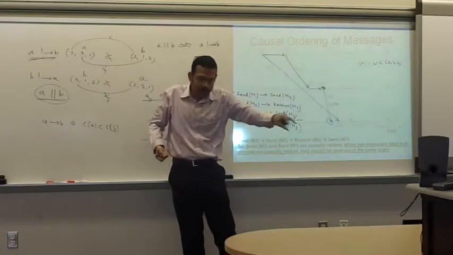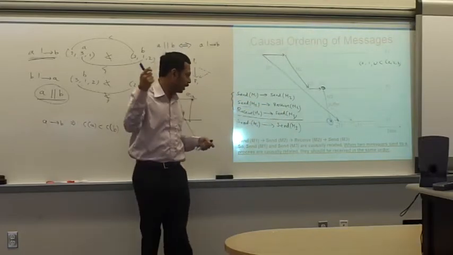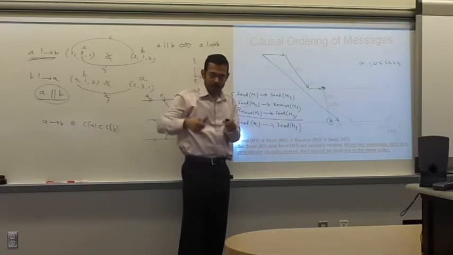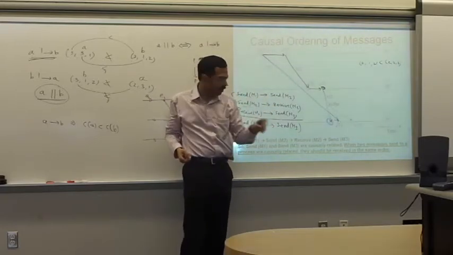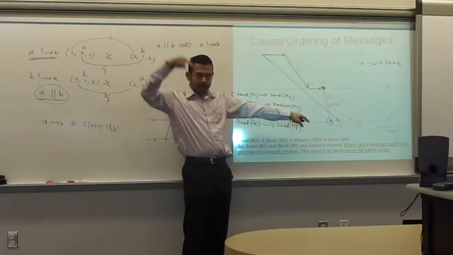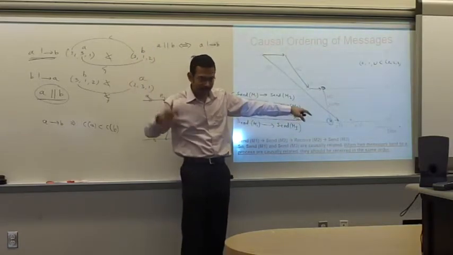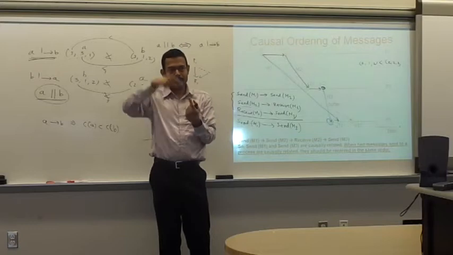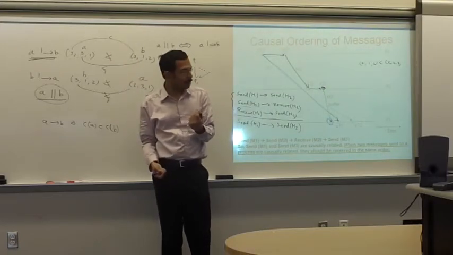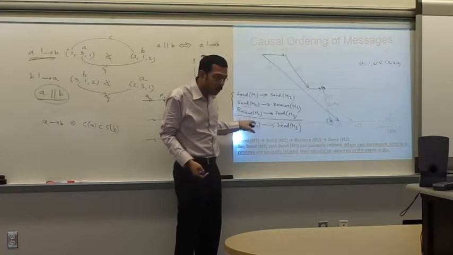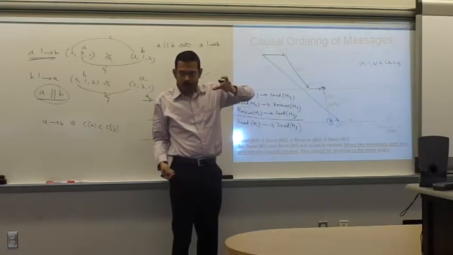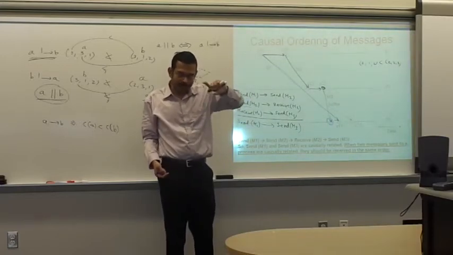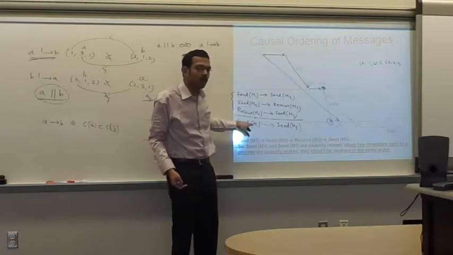Receiving means it comes to the lower layer. You have a layer of protocols running in a machine. So the network interface card has got this message, but it should not be delivered to the application that is supposed to process this message. So the machine has received that message, but the application is not supposed to process it until what? Until it gets M1. That's the difference between receiving and delivery. You may receive it, but the delivery event should happen after M1 is delivered.